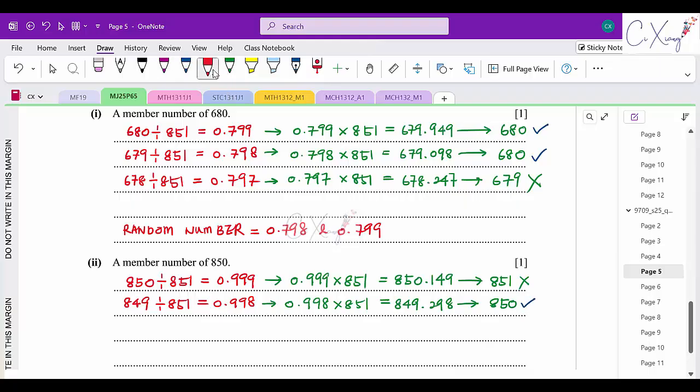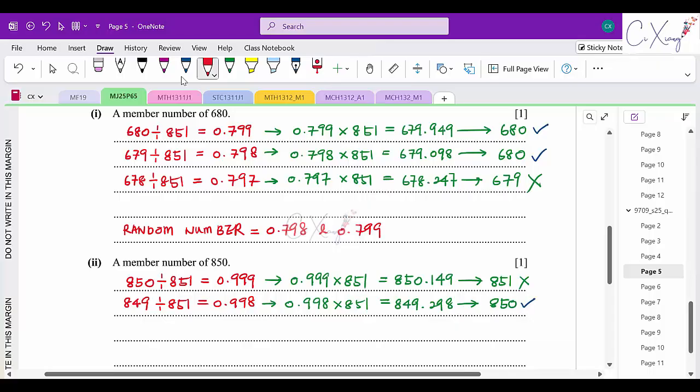Then if you are not so sure, you just double check a few more numbers. By right, 848 will not give you the integer 850 anymore. It will give you the integer 849. Then if you feel not safe, you try 851 also. 851 divided by 851, you get a 1, which is impossible, because the maximum number that the calculator can generate is up to 0.999. And 0.998 will give you 850, but 0.999 won't give you 850. Like what I told you, if you're not feeling safe, you try one more number below, 848. Then by right, you shouldn't get the answer as well.